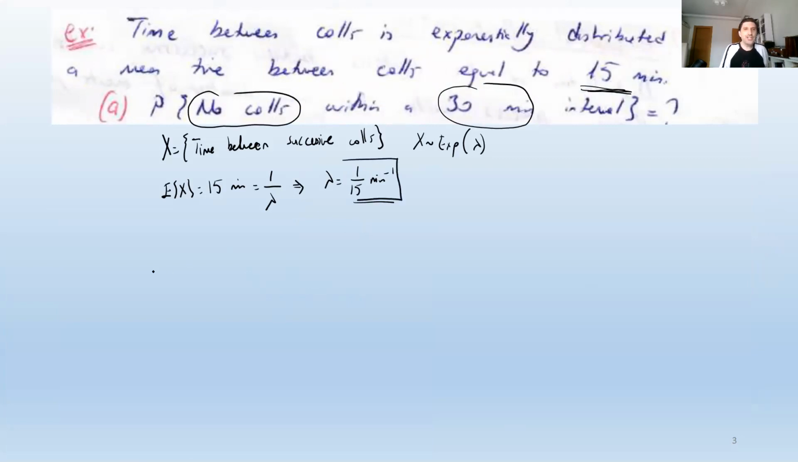So the question simply asks, what is the probability that X is going to be greater than 30 minutes? Note that this corresponds to no calls within 30 minutes. You can actually solve this question using Poisson distribution here, but just by using exponential distribution, note that this is going to be equal to lambda times 30, because X is going to be equal to 30.